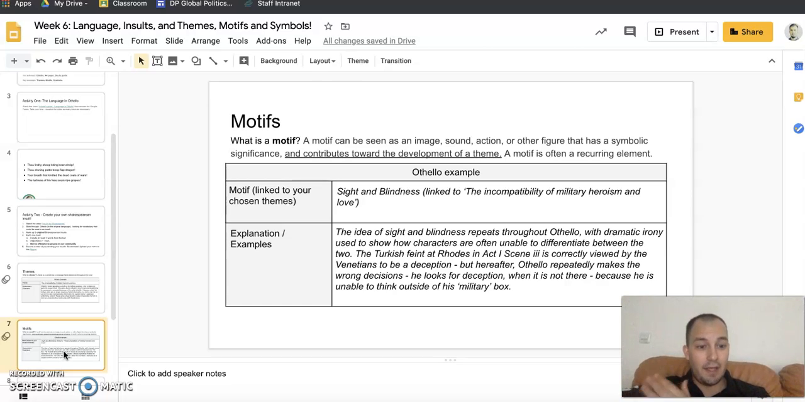But after this point in the play, Othello repeatedly makes the wrong decisions. So he's looking for deception when it's not there, because he's unable to think outside of being a military commander. And so when he thinks he sees what is happening, he's actually blind. And when he needs to be perceptive and understand what's going on, he is unable to do this.